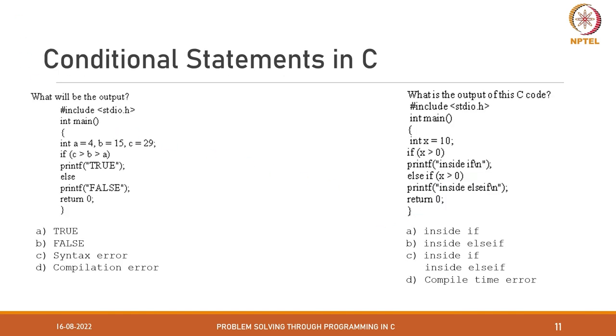So keeping this in mind, let us solve this question. So here we have three different integer variables. We have a is equal to 4, b is equal to 15, and c is equal to 29. And you are writing the condition to be c is greater than b greater than a. So your condition is this.